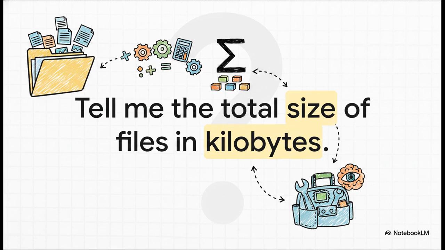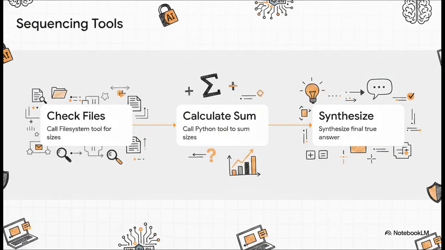Okay, now for the ultimate test, a prompt that requires the agent to sequence both tools together. It needs to inspect a local folder, and then it needs to do some math based on what it actually finds in there. And you know what? The 2 billion parameter edge model handles it completely flawlessly.